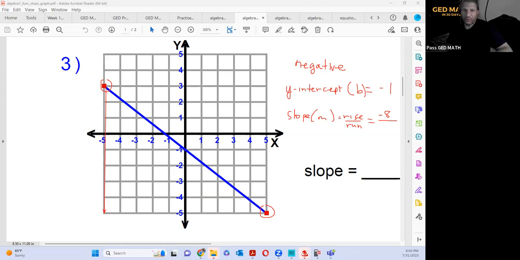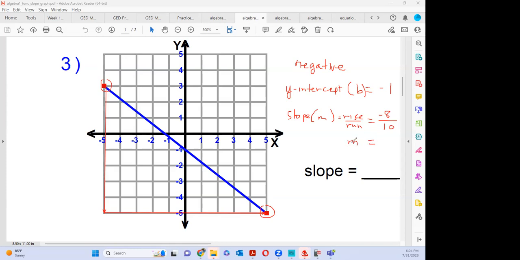Now we've got to do the run. What direction are we going for the run, to get to the second point? To the right. So count with me. Well, you should see it's 10, but let's count. 1, 2, 3, 4, 5, 6, 7, 8, 9, 10. Is that positive or negative? Positive. So can -8 over 10 be reduced?